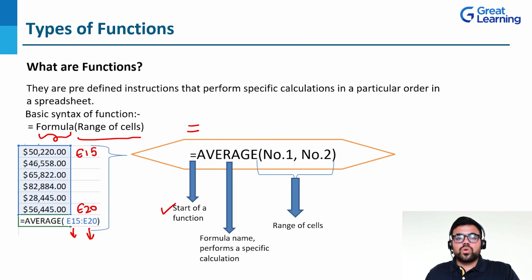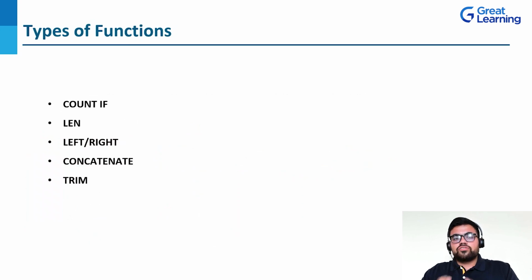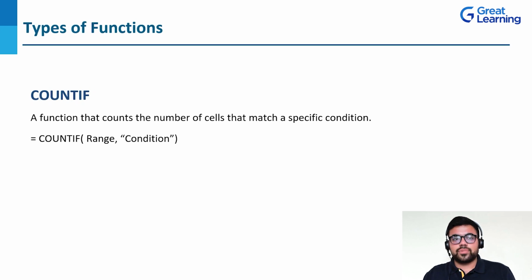Now, coming to the major types of functions that are required in the data analytics process. There are 5 different types: COUNTIF, LENGTH, LEFT, RIGHT, CONCATENATE, and TRIM. These operators are mostly used to analyze large chunks of data. Moving on, we'll look at each one of them in depth.